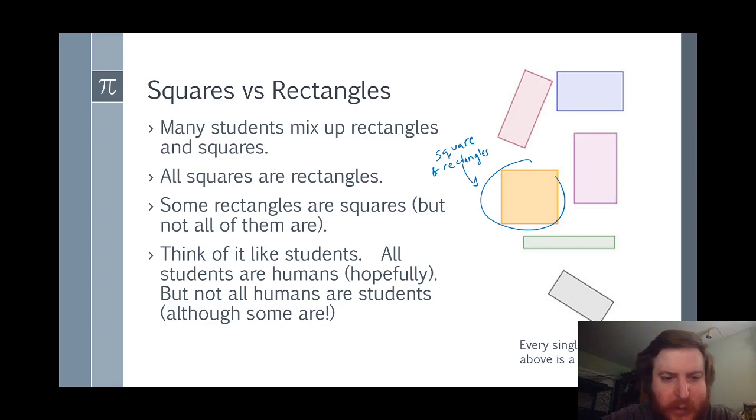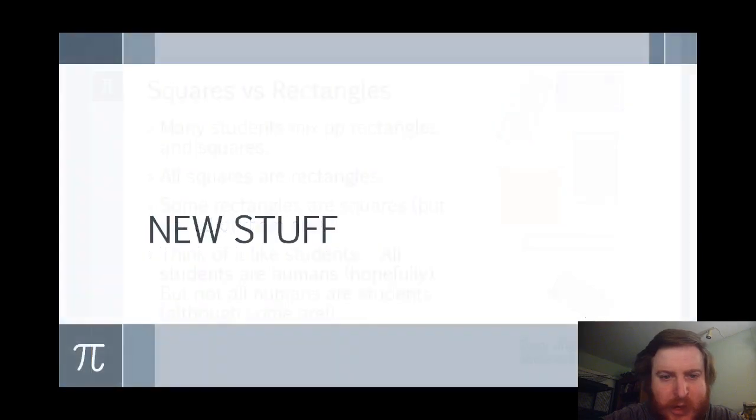The connection I like to make is if you think about it this way. All students are humans, right? But not all humans are students. Some humans are no longer students, right? Like your parents aren't students anymore. But all students are humans. Kind of the same thing. All squares are rectangles, but not every rectangle is a square. So that's kind of how that works.